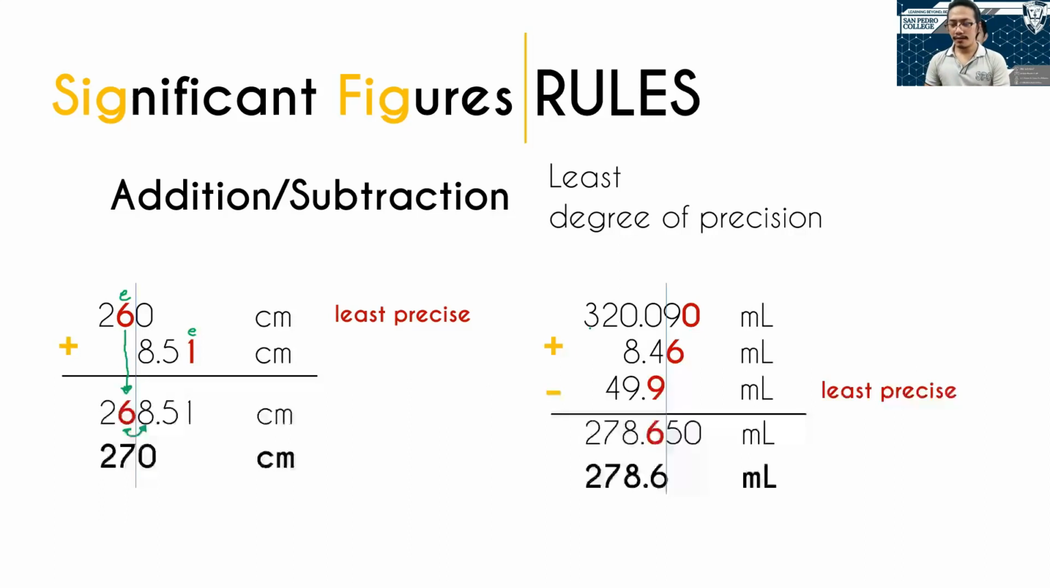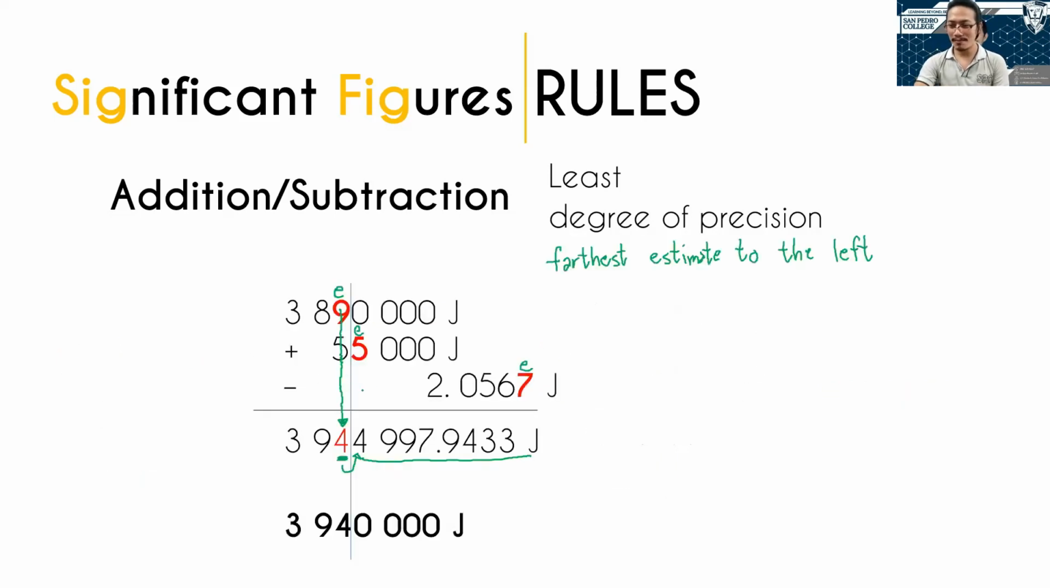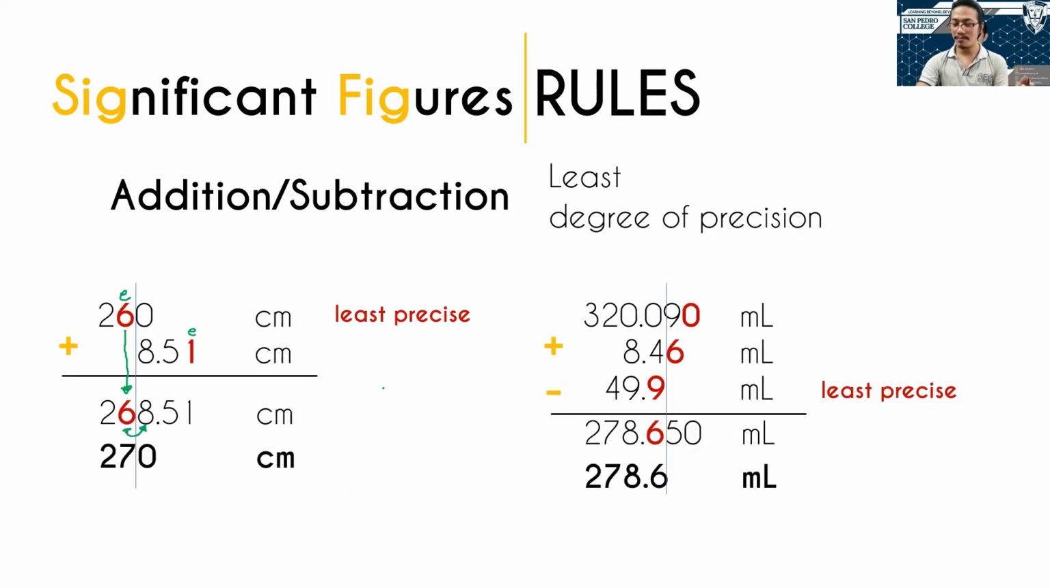Now, let's have another example para mas lalo pang maintindihan. So ito yung mga values: 320.090 ml, 8.46 ml, 49.9 ml. Maybe in your junior high school years, you are being taught na if addition or subtraction, least decimal place. Di ba? Yun yung naturo sa atin. But that only applies if ever we have decimal places. Kagaya nito, meron tayong decimal places. Pero what if kagaya nito na walang decimal place? It is actually the precision ang hinahanap natin. Okay? So dito, same process.